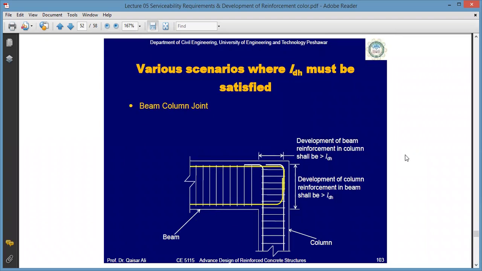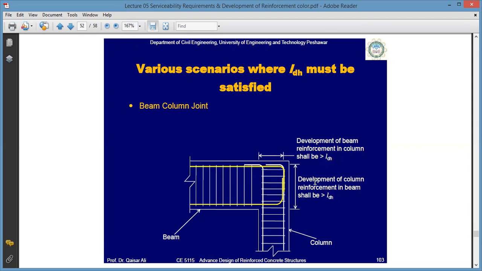Now in every scenario, the hook development length must be satisfied. Here is a simple 90 degree bend. Here is a column, here is a beam, and this hook length or development of bent reinforcement in the column shall be greater than LDH. Now these are the beam reinforcement. Beam is up to here. It should extend, and this extension should be greater than LDH.